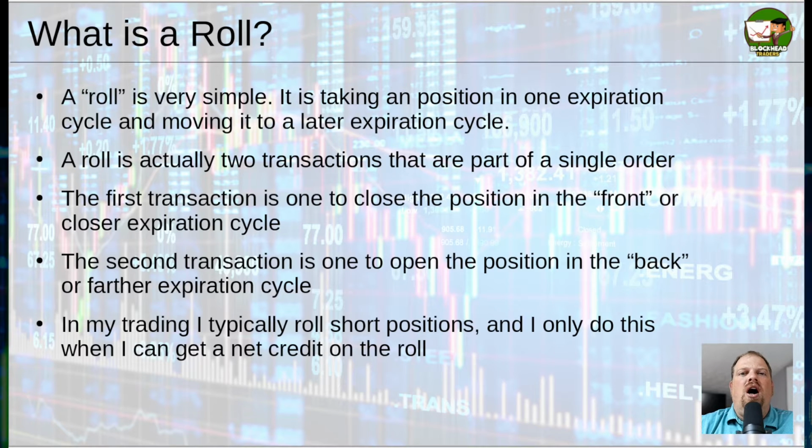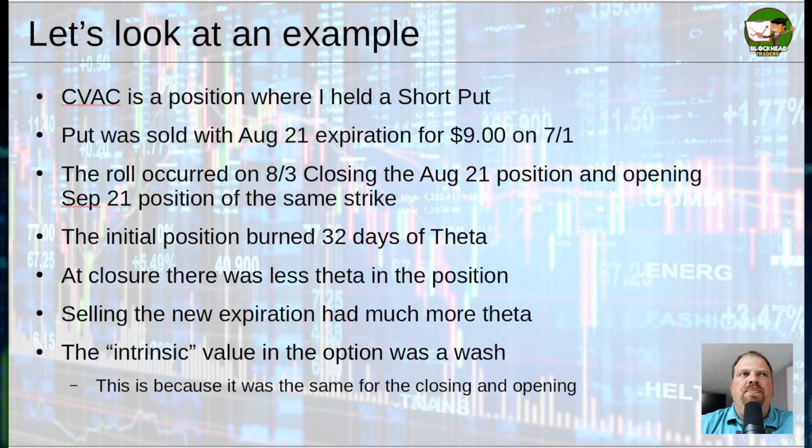So let's go ahead and talk a little bit more about a specific example. This might help a little bit. So I recently, last week, rolled a position in CVAC. I have a short put on that position, and I opened that short put on July 1st. It was opened for the August monthly expiration cycle, and I opened it for a $9 credit. I rolled this position on August 3rd. So roughly I held the position for about 32 days.